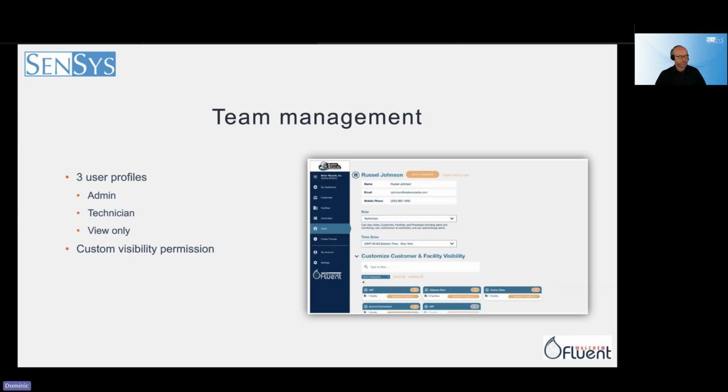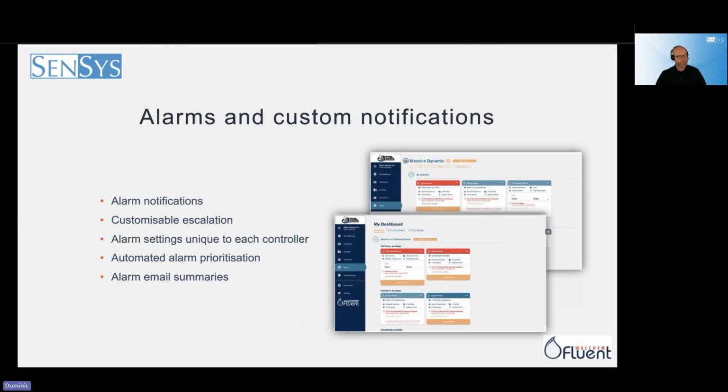And then custom visibility permissions. So you might have some admin level in your organization, but you might have some that only cover certain customers, or they might cover the north, and you don't want them to see the controllers in the south. So you would be able to adjust what people see, because if they don't need to see it, there's no point in someone in Leeds looking at a Portsmouth one, for example.